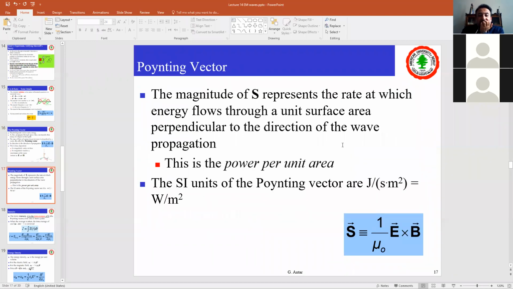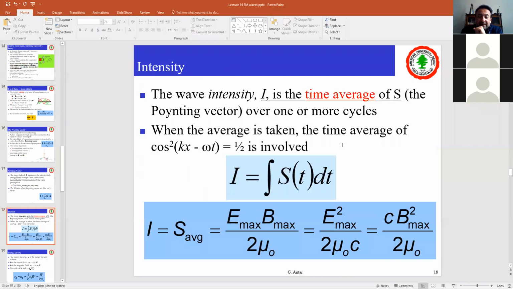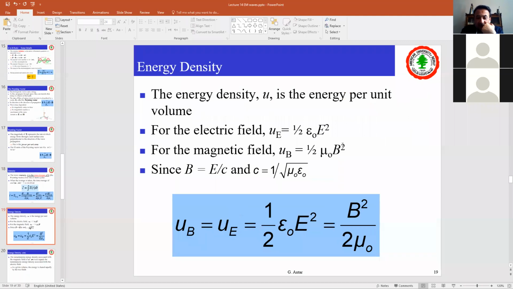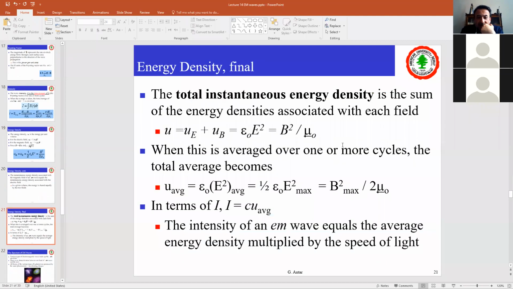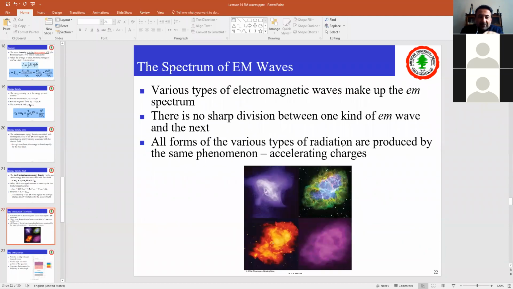The magnitude of S represents the rate at which the energy flows through a unit surface area perpendicular to the direction of the wave. But you are more familiar with the intensity of the light. The light intensity is basically the integration over time of the Poynting vector, and it has these expressions. I'm not going to go into them. So I'm going to skip all this and go to the final part of this lecture.